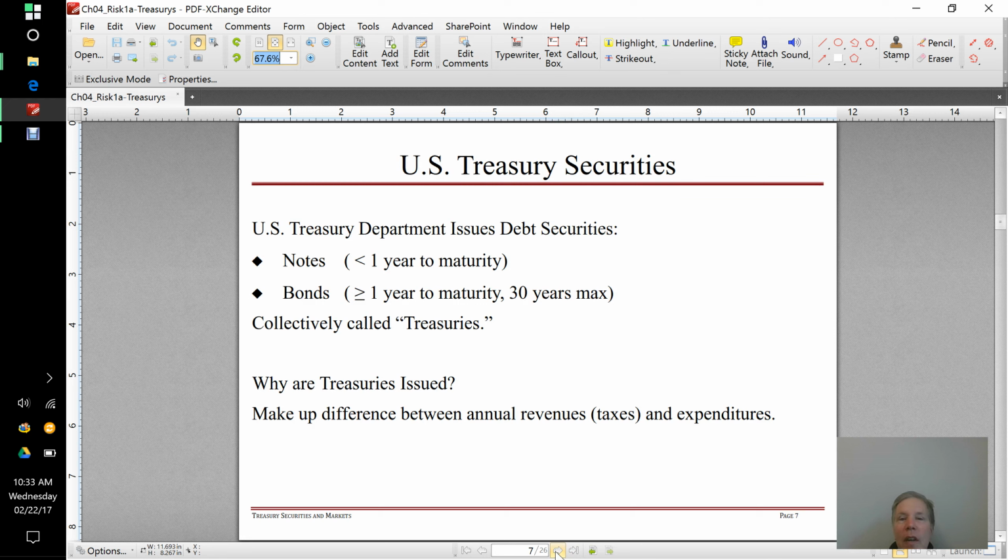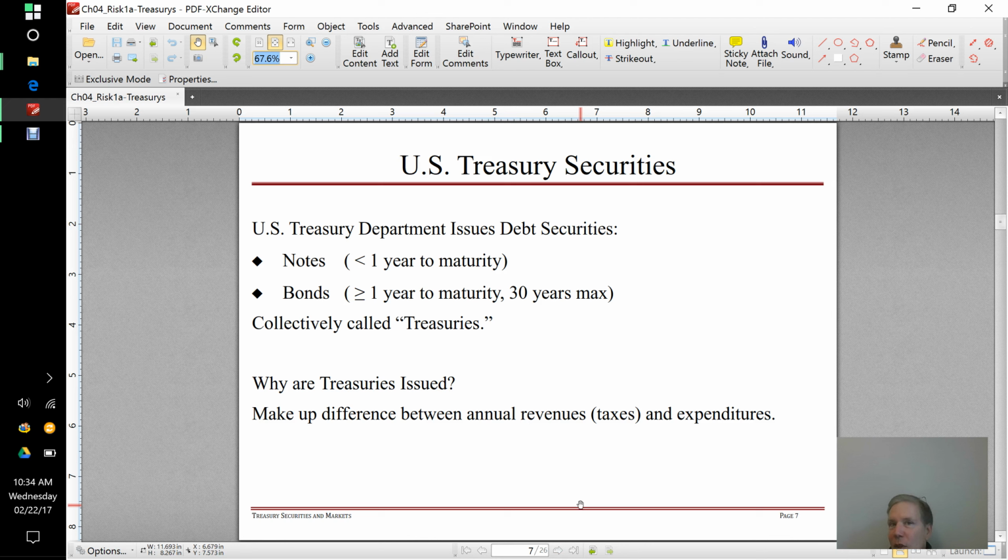So the U.S. Treasury Department issues debt securities of largely two types. Notes have by definition, less than a year to maturity, and bonds have a year or two to maturity. Currently, the longest dated Treasury bonds are 30-year to maturity bond contracts. So all of these are collectively called Treasuries.